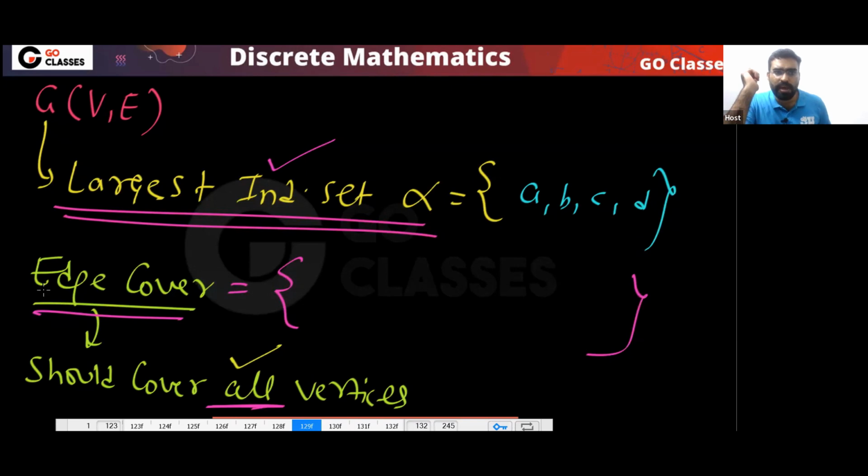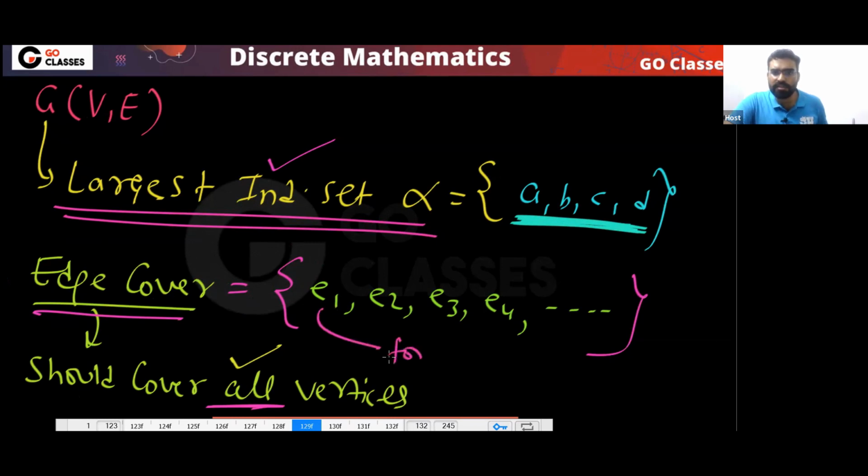So the edge cover wants to cover all the vertices. To cover these vertices, how many edges do you need? At least four edges, E1, E2, E3, E4. You need one for A, one for B, one for C, and one for D.